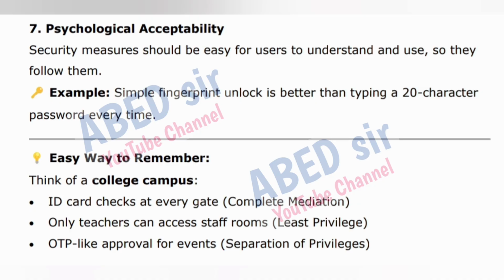7. Psychological acceptability. Security measures should be easy for users to understand and use, so they follow them. Example, simple fingerprint unlock is better than typing a 20-character password every time. Easy way to remember. Think of a college campus. ID card checks at every gate, complete mediation. Only teachers can access staff rooms, least privilege. OTP-like approval for events, separation of privileges.